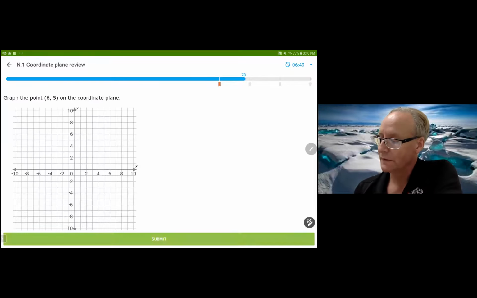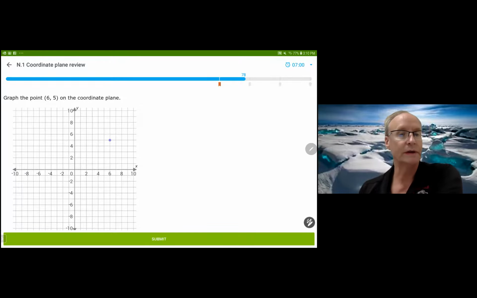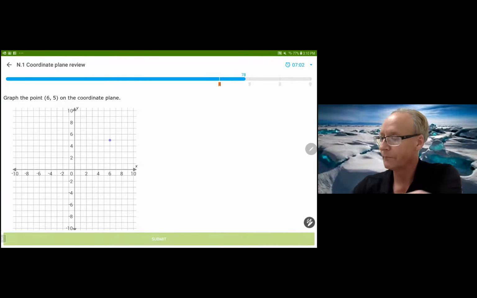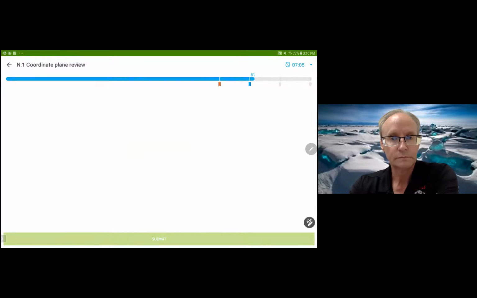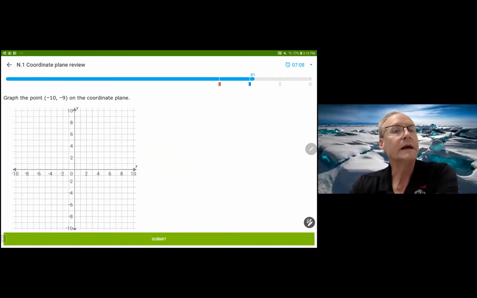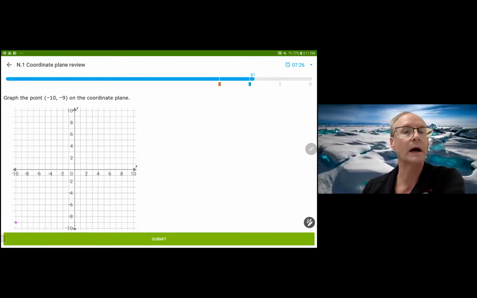Now I want the point 6, 5. 6 for X and 1, 2, 3, 4, 5 for Y. That is the point 6, 5. Next, -10, -9. The X value is -10 and the Y value is -9. Looks like it's about there. Hopefully you can see that that's -10 for the X and -9 for the Y.